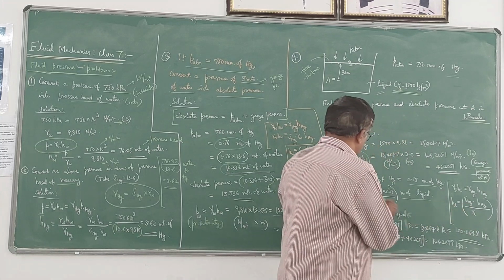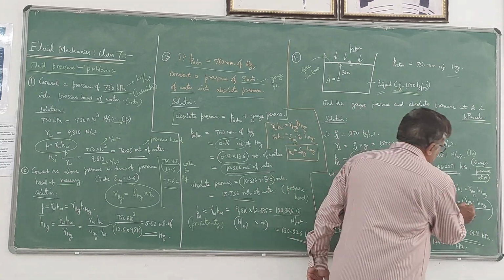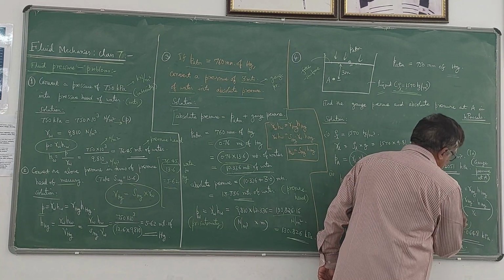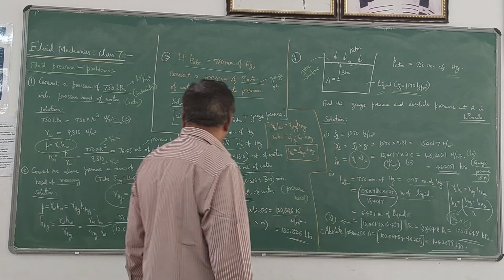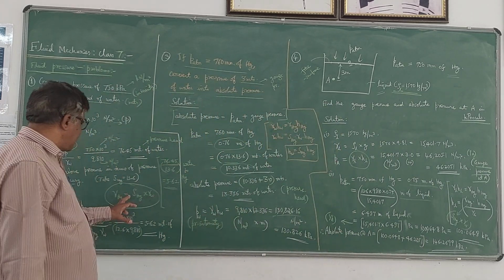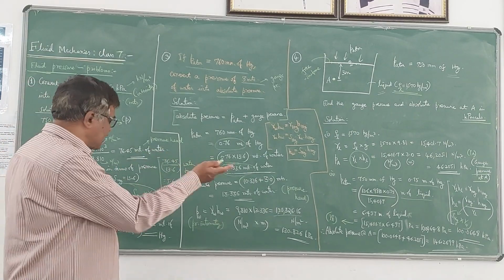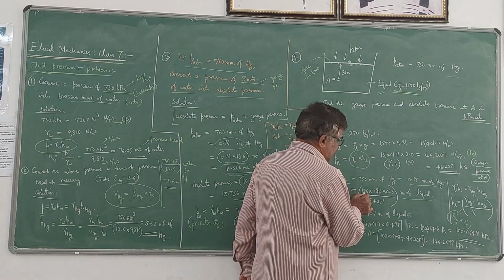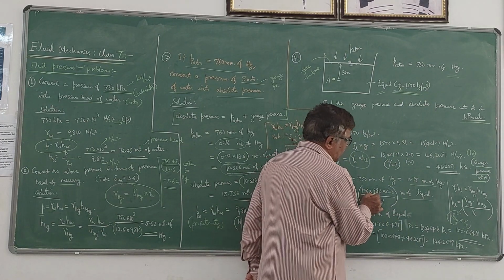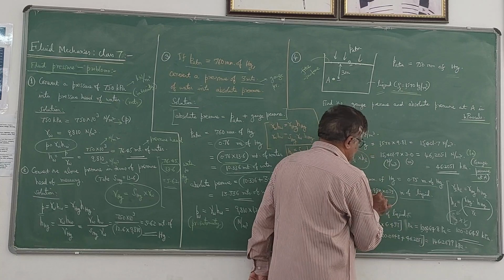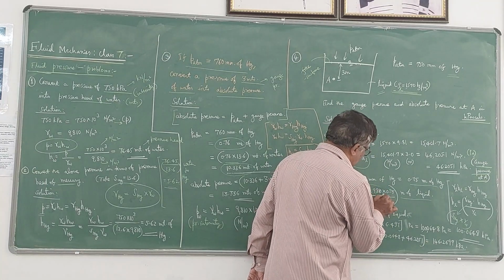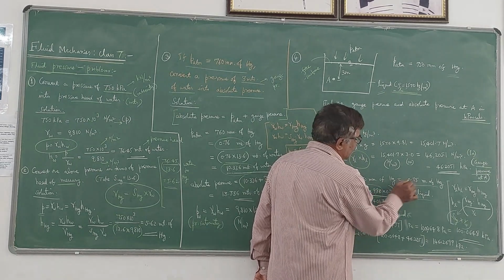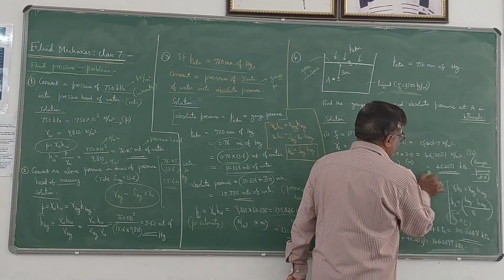So gamma Hg is this. Now how to get gamma Hg? This gamma Hg is SHg into gamma W, the same formula we are using here. The specific gravity of mercury, SHg, is 13.6, and the specific weight of water is 9,810. If you multiply these two, you get gamma Hg. Please keep it in mind. Into this value, HHg is this value.